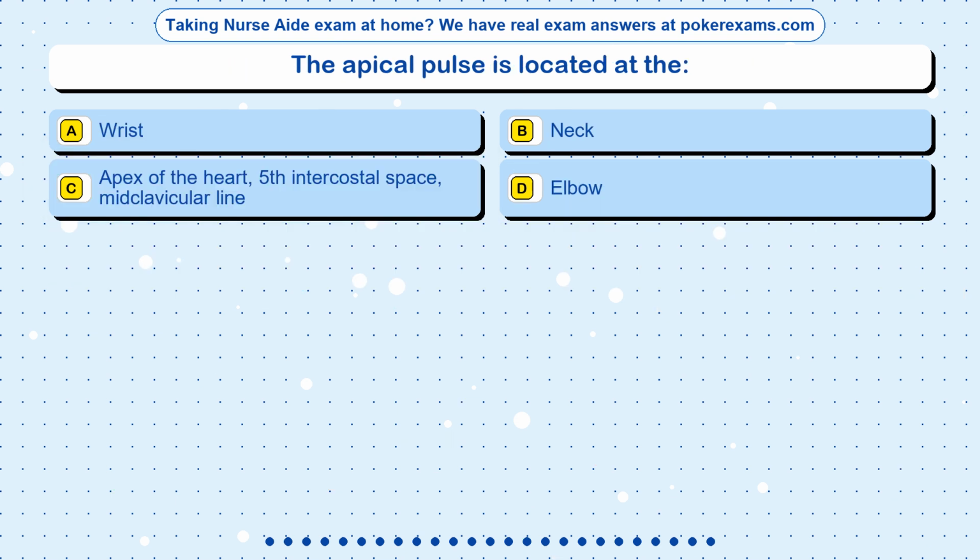Question 12. The apical pulse is located at the: Option A, wrist. Option B, neck. Option C, apex of the heart, fifth intercostal space, midclavicular line. Option D, elbow.